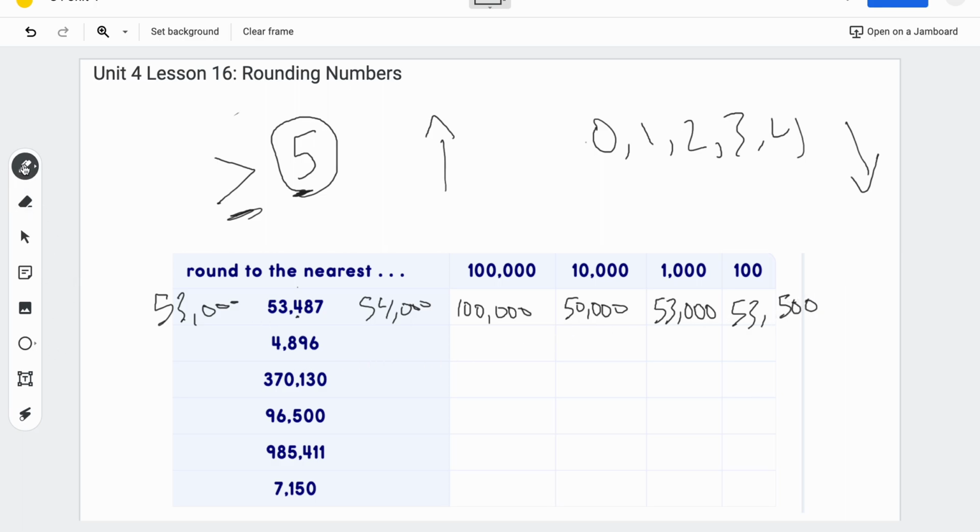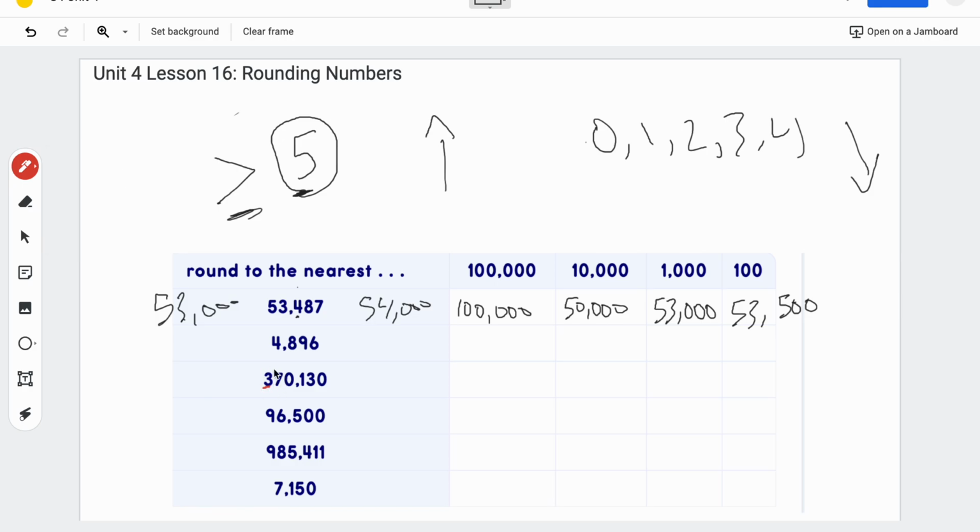Okay, let's do another one. Let's do this one, 370,130. We're going to round this to the nearest 100,000. We're going to go to the 100,000 place. This 3 right here.